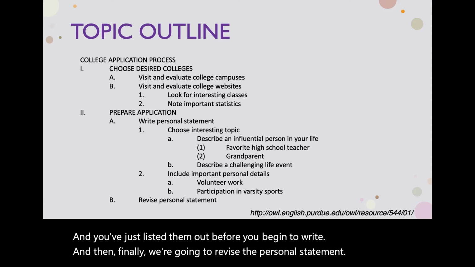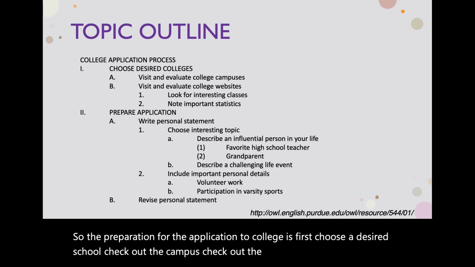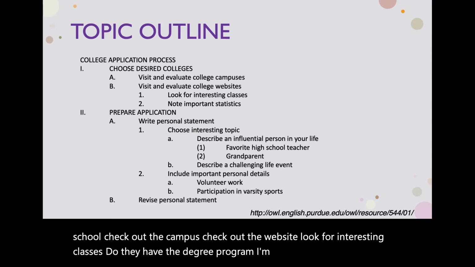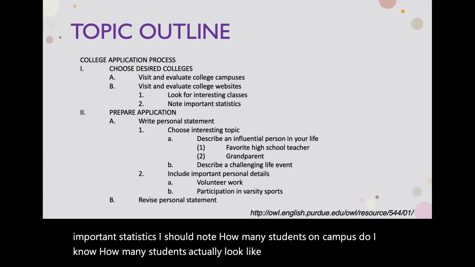So the preparation for the application to college is first choose a desired school, check out the campus, check out the website, look for interesting classes. Do they have the degree program I'm considering? Hey, are there important statistics I should know? How many students on campus do I know? How many students actually look like me? What are their age groups? Do they offer classes during a certain time period?